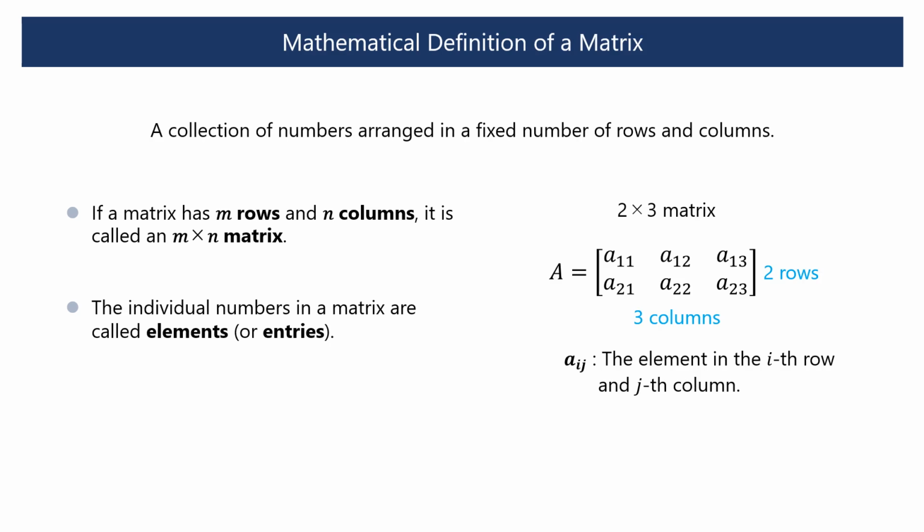Mathematically, a matrix is defined as a collection of numbers arranged in a fixed number of rows and columns. If a matrix has m rows and n columns, it is called an m by n matrix. The individual numbers in a matrix are called elements or entries. This is an example of a 2 by 3 matrix named matrix A. It has 2 rows and 3 columns. Here, A11, A12, A13, A21, A22, and A23 are the elements of the matrix A. The element Aij represents the entry in the ith row and jth column.